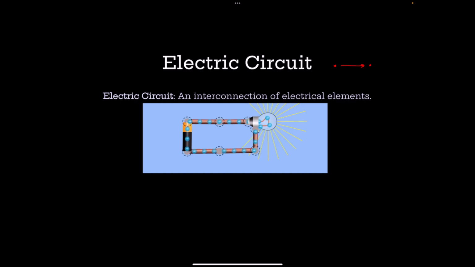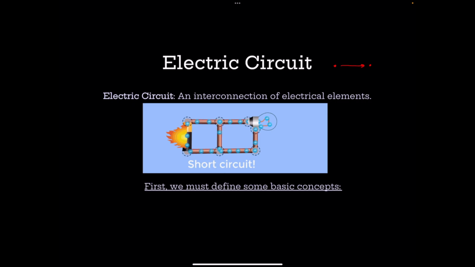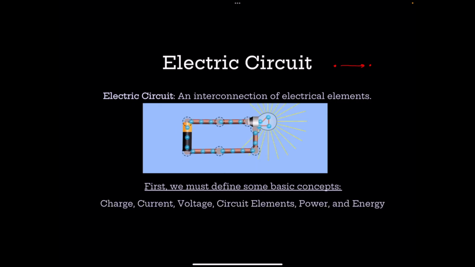To study electrical engineering, we have to be familiar with some concepts. These include charge, current, voltage, a few circuit elements, power, and energy, which we'll discuss over the next few videos.